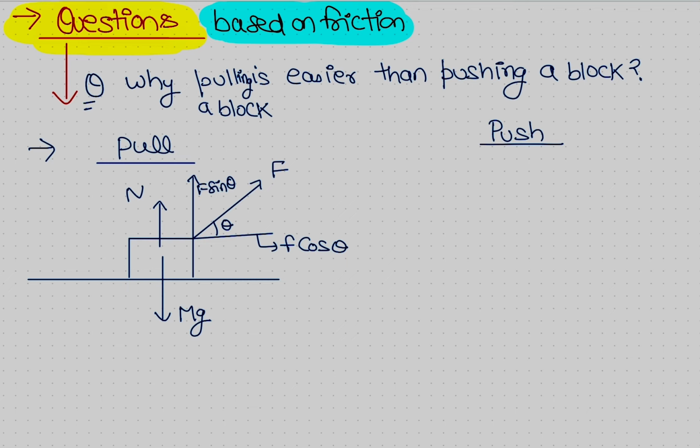So in this case, can we say that N plus F sin theta equals mg? Because N and F sin theta both act in the direction opposite to, and exactly counteract, the weight, right? Weight is equal to mg. So N here is mg minus F sin theta. Yes or no?